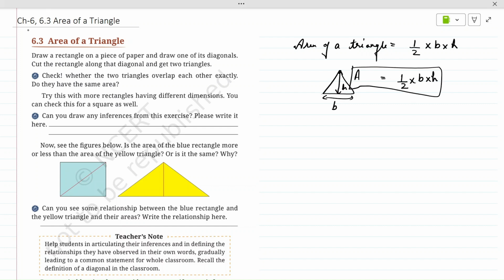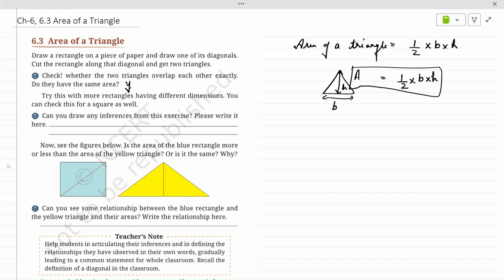Now what is given here is: draw a rectangle on a piece of paper and draw one of its diagonals. So this is one rectangle and then we have drawn the diagonal. Cut the rectangle along that diagonal and get two triangles. So if we cut it, we will get two triangles like this. Check whether the two triangles overlap with each other exactly. Do they have the same area?